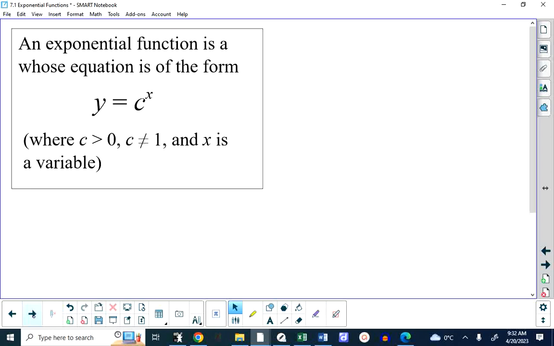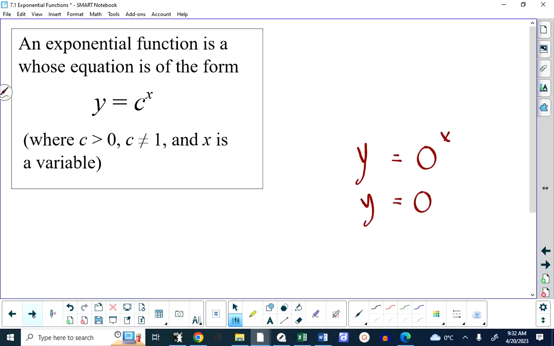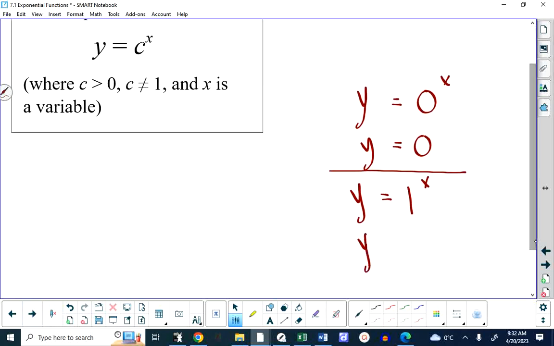The reason c is not allowed to be 1 is that c to the x is a power. It has a base of c and an exponent of x. If this power has a base of 1, just like if it has a base of 0, this function just becomes a constant polynomial function. 1 to the x is always going to be 1, so we also have something that's not a unique type of function. It's just a constant polynomial function.